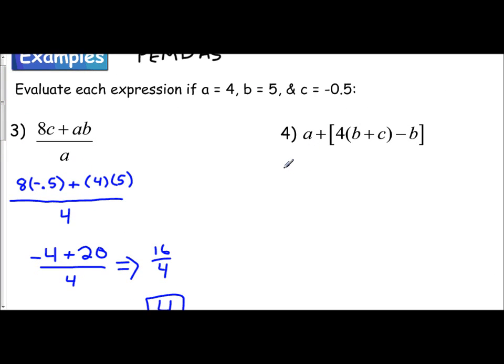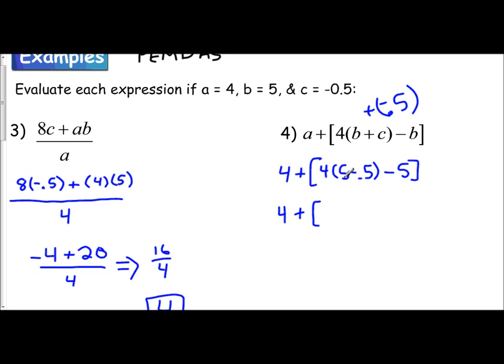We have a, which is 4, plus brackets 4 times b plus c. And so b is 5. Now plus c is plus a negative 0.5. So when you're adding the negative, you're actually doing subtraction. So that's 5 minus 0.5, and then minus b, which is 5. So you just keep on dropping down this number on the outside, 4 plus. Order of operations, go to the innermost grouping symbols. So that is 5 minus 0.5, which is 4.5. So we just drop down to minus 5 now.